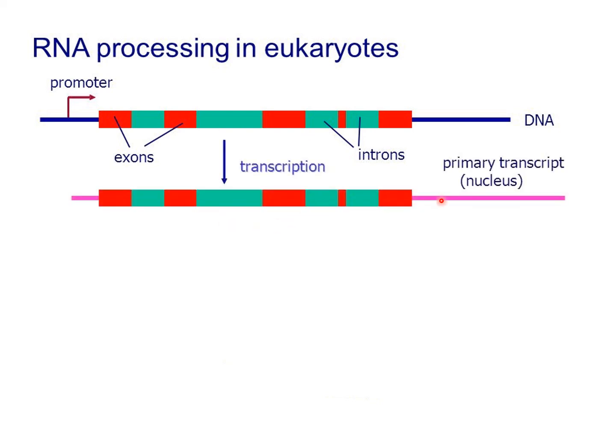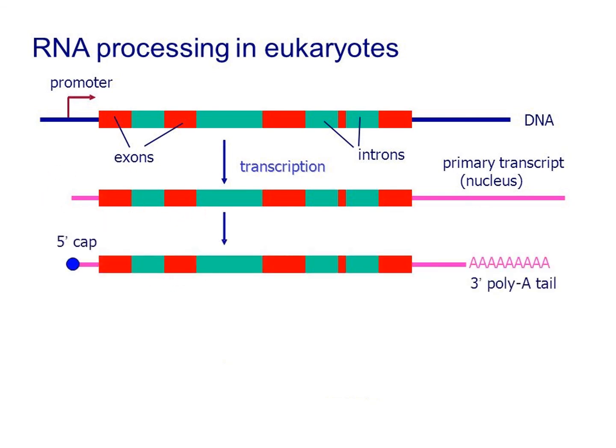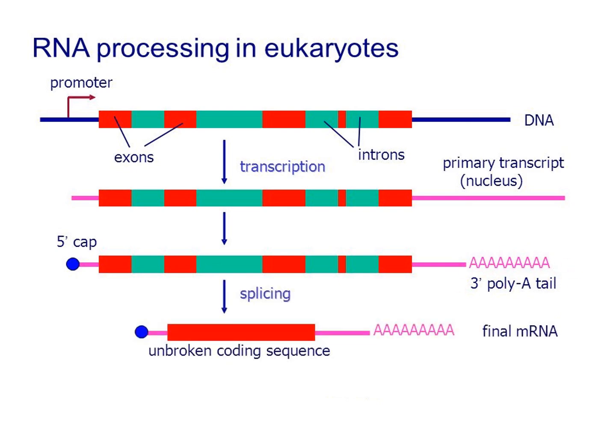So we get these tails, we get the cap, and we splice out the introns. So we've added that poly-A there enzymatically. We've gotten rid of the introns, and now we have our final mRNA, considerably shorter than the original. Once it's finalized, it's moved out of the nucleus for translation, depending on whether it's going to be in the membrane or in the cytoplasm or somewhere else.